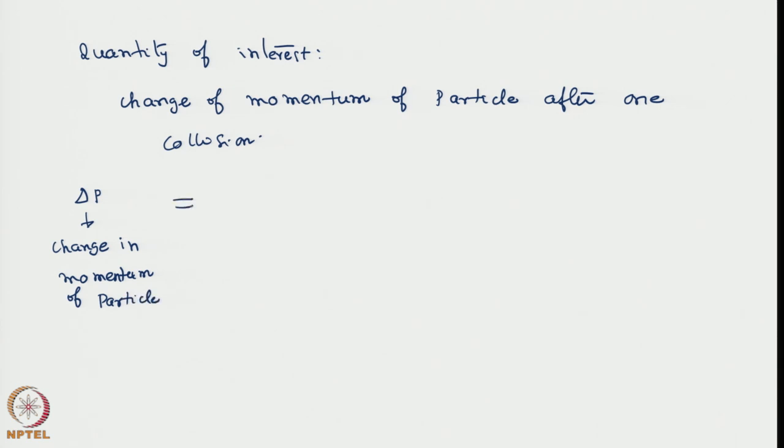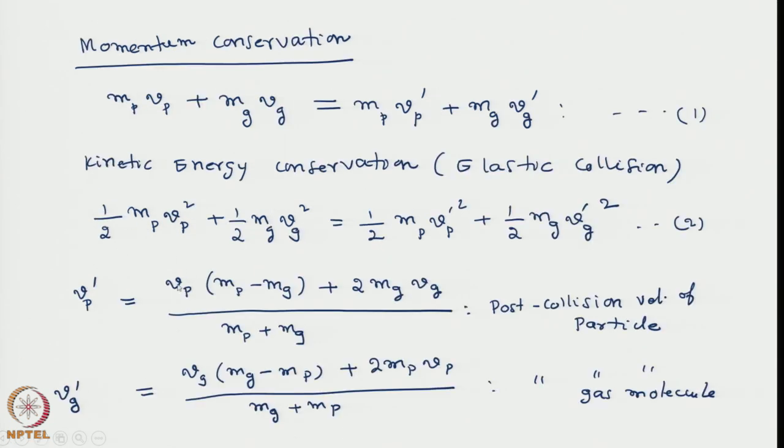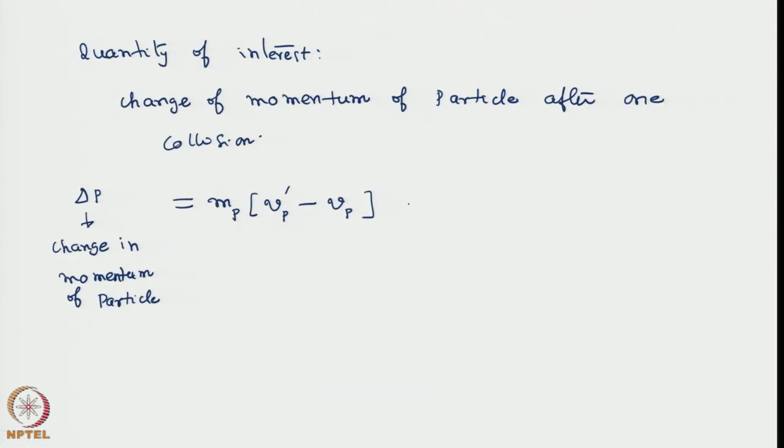This delta P, by definition, is going to be the mass of the particle times its velocity afterwards minus its momentum before the collision. So, it is mp Vp prime minus mp Vp. And from the expressions we just derived for Vp prime, we can easily substitute them and see that this expression comes to 2 mp mg divided by mp plus mg, into Vg minus Vp. So, it involves the masses of the particles and the velocity difference between the gas and the particle.